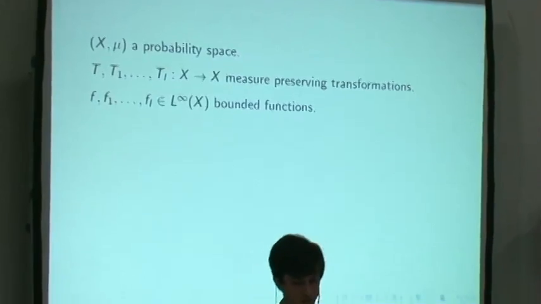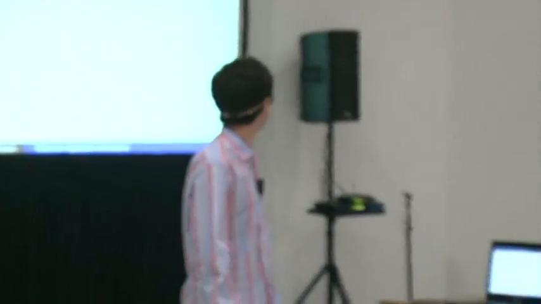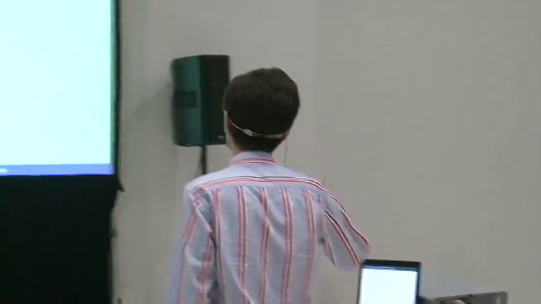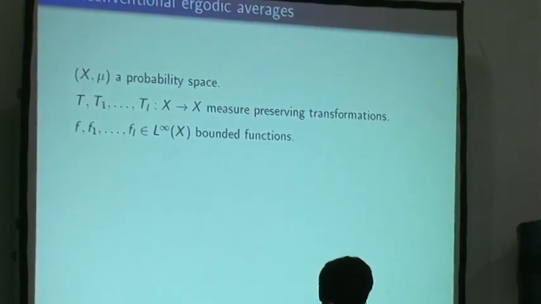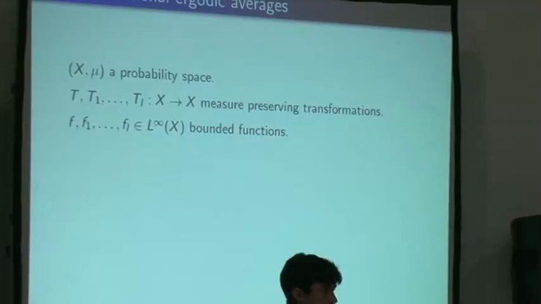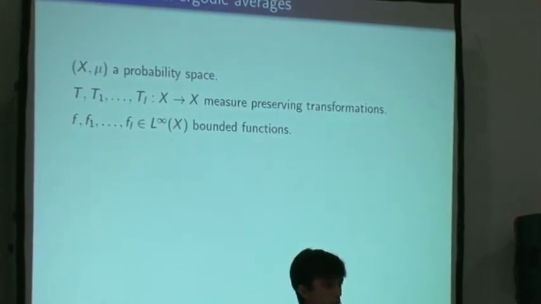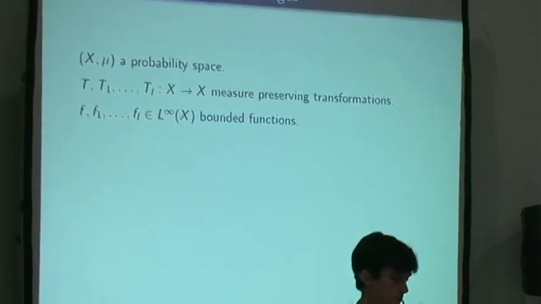You're given T_1, ..., T_L, measure-preserving transformations of your space, and you want, in general, to understand how the orbit of points along these transformations behaves. We will always work, at least in the discussion of ergodic theory, with functions in L infinity, bounded functions, mainly because it is the assumption you need in order to make sense of the questions we want to discuss.